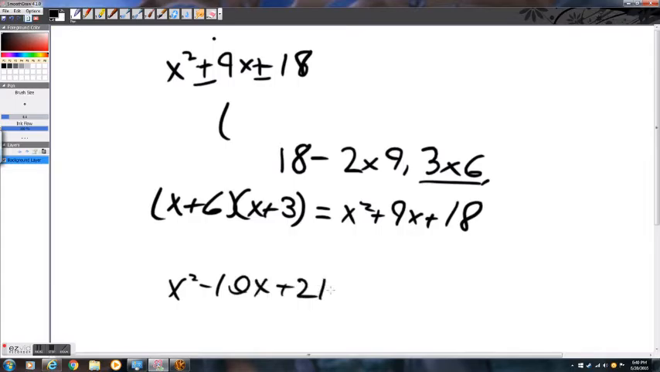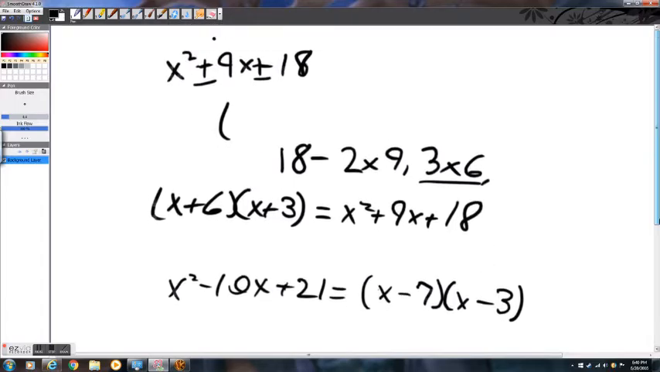x squared minus 10x plus 21. Again, for this one, both are the same sign. This was negative, so again, negative. So, factors of 21: first 3 times 7, and 3 and 7 add up to 10. So, x minus 7 times x minus 3.